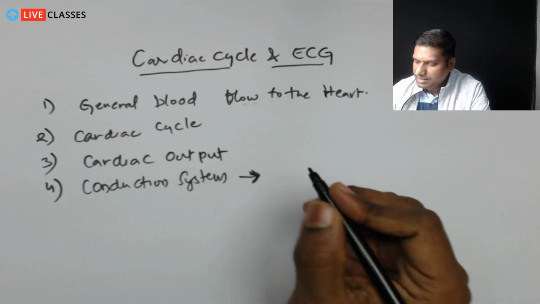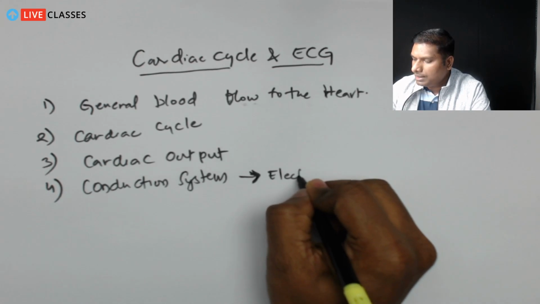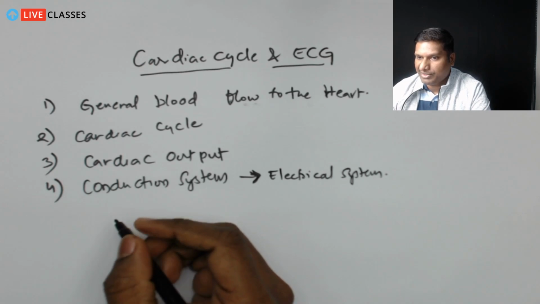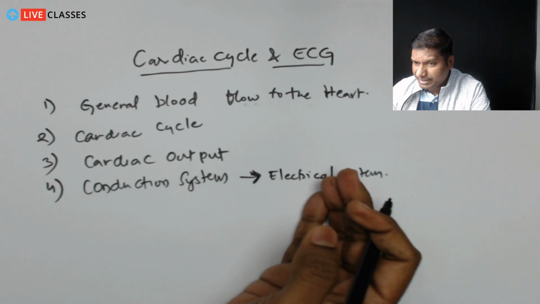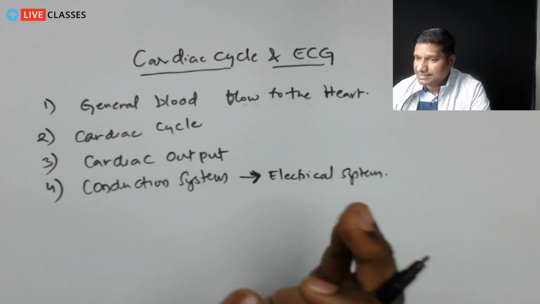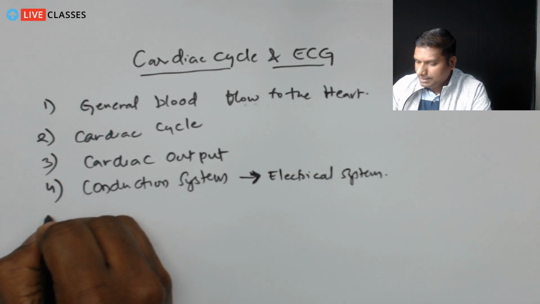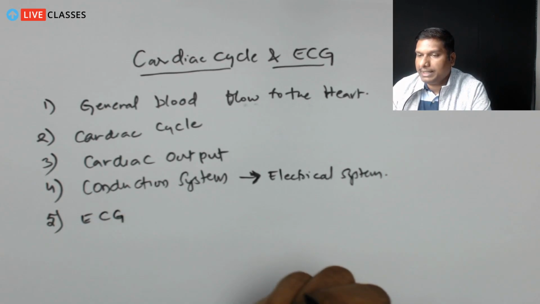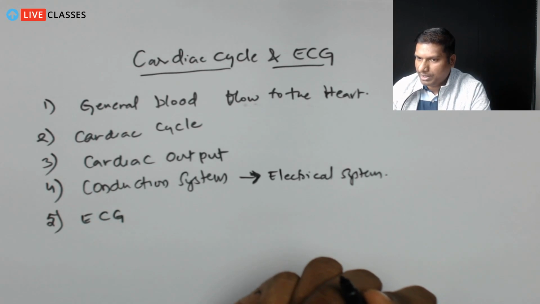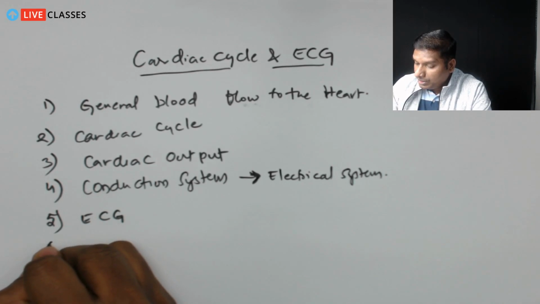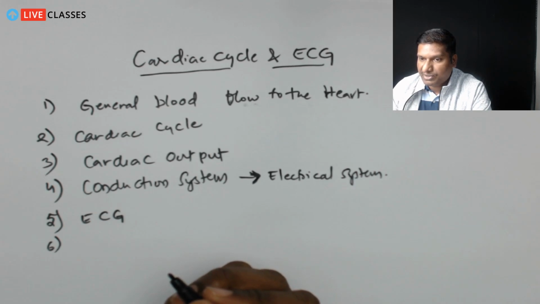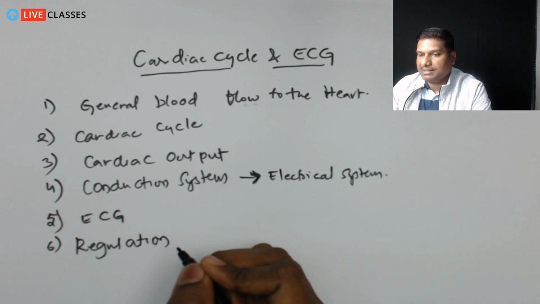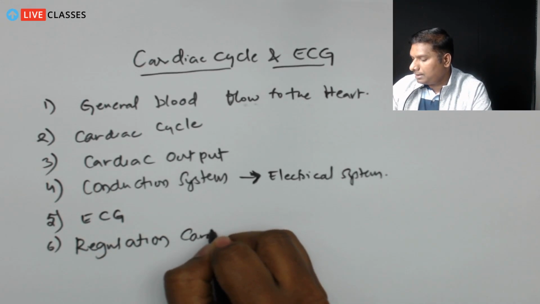So in the conduction system we'll be seeing the electrical system of the heart. Where is the signal actually generated? How is it moving, and what is that signal doing? These are the things we'll see. Once we're done with it, we'll talk about the electrocardiograph. Then the final thing we'll discuss, if time permits, is regulation of cardiac activity: what are the factors that control the cardiac activity?